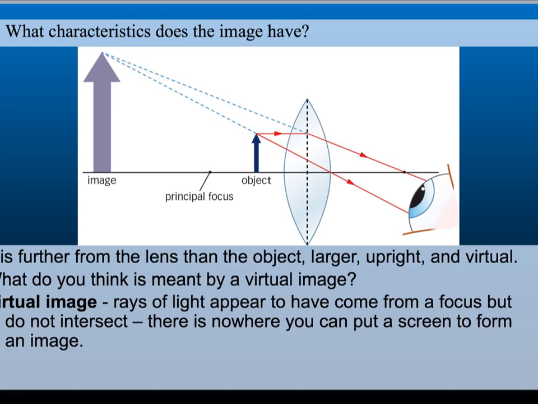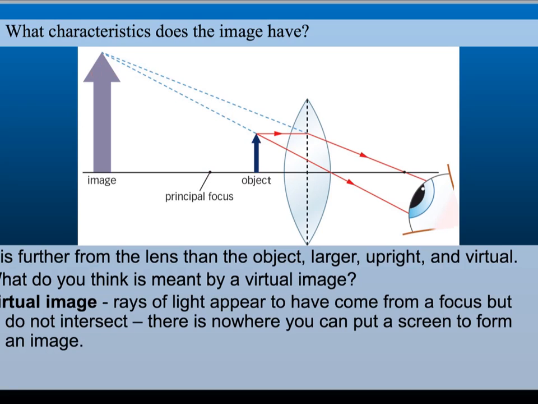The characteristics of the image is that it is larger, it's upright, and it is further away from the lens than the object is. It's also a virtual image. It's a virtual image because the rays of light only appear to have come from the image. They don't actually come from the image itself, so there will be nowhere you can put a screen to form an image.